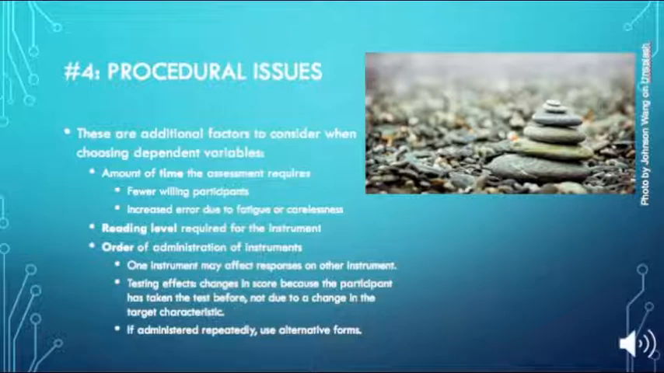Another might be reading level. If you're testing elementary school students, you want to make sure the reading level of the instrument is fair to them. Also, order of administration of instruments. For example, if you're doing a study on personality and anxiety, you want to give the anxiety measure second. If you give it first, it might sensitize the participants and they might answer the personality questions differently because they know what you're trying to test.